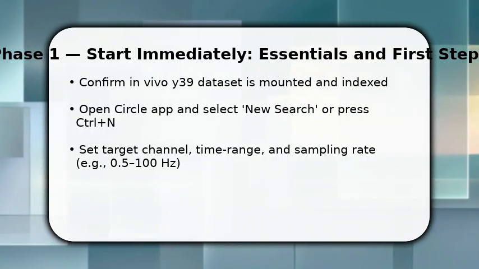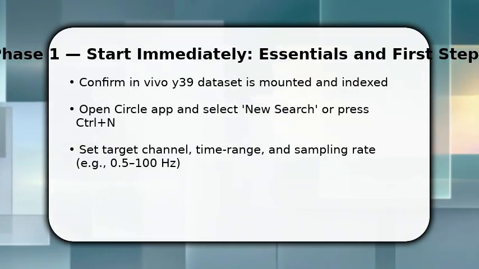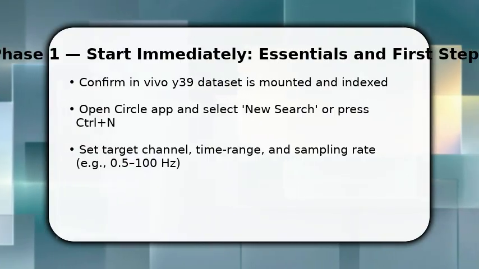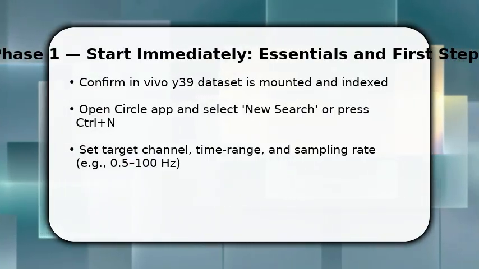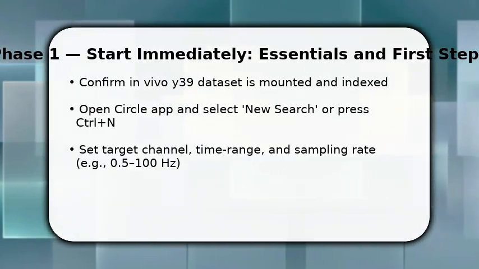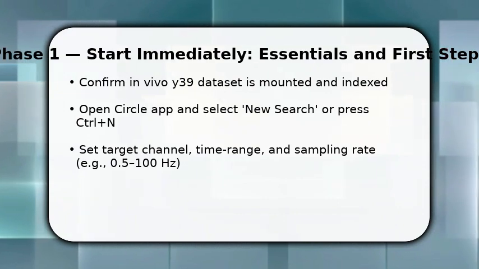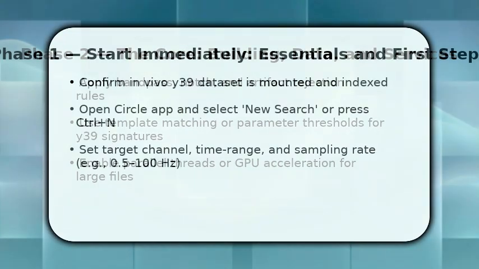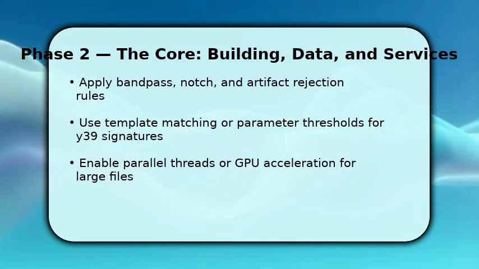Make sure to set the correct channel, a reasonable time range, and sampling rate such as 0.5 to 100 Hz so results match physiological bandwidth. Also pick an initial filter and name the session clearly, because consistent naming helps later when you compare runs and refine parameters.